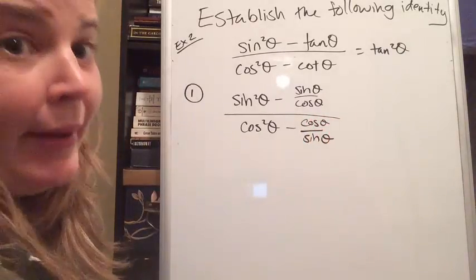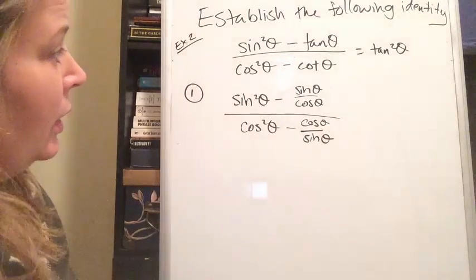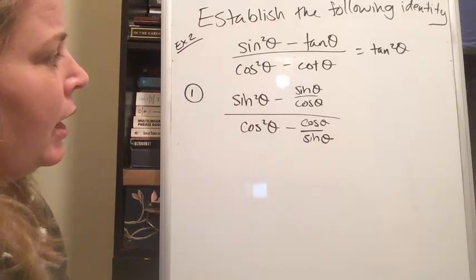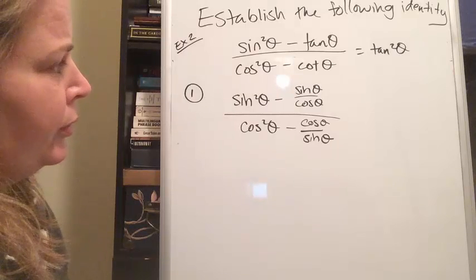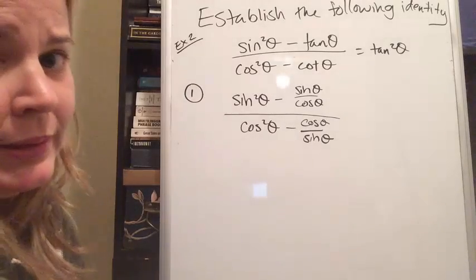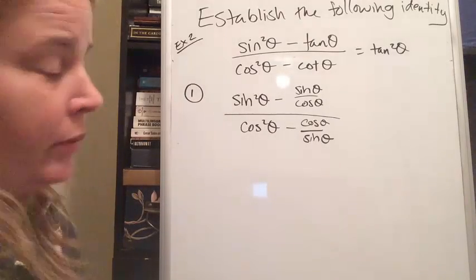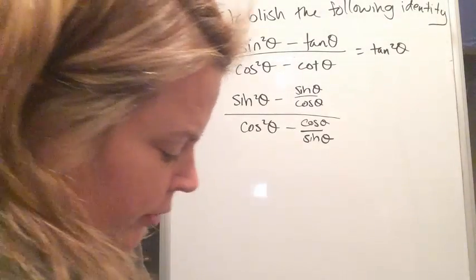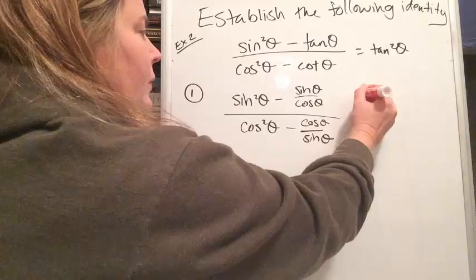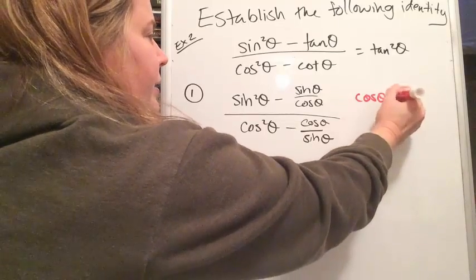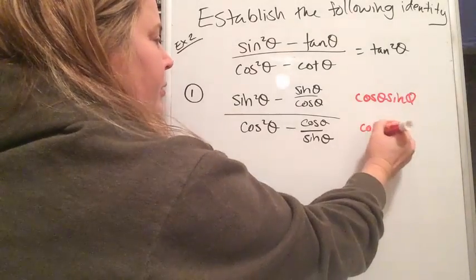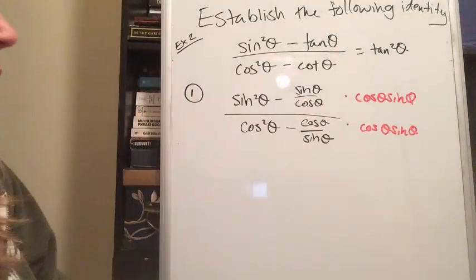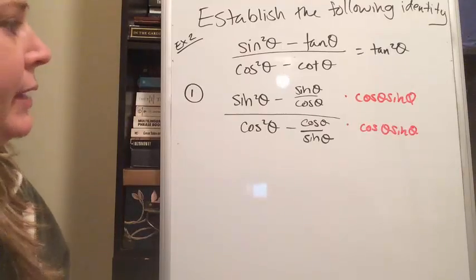Okay, now I have a complex fraction, so I want to get rid of it. I'm going to multiply the numerator and the denominator by the LCD of the little fractions. So I'm going to multiply by cosine times sine. Let me multiply the numerator and denominator by cosine theta sine theta.